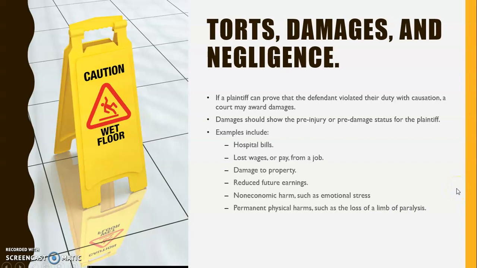Okay, some examples include hospital bills, lost wages or pay from a job, damage to property, such as in a car accident or things like that. Reduced future earnings if you can't work or you can't get to work, things like that. Non-economic harm, such as emotional stress.